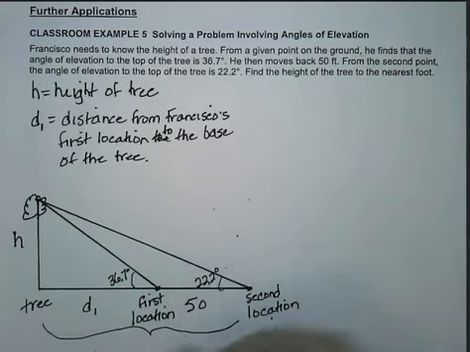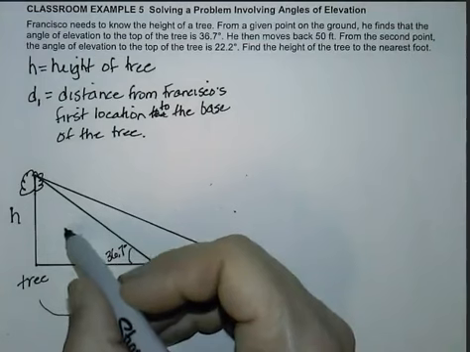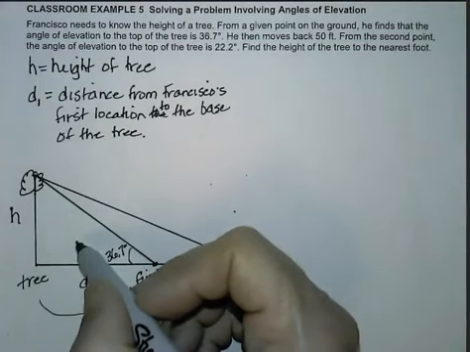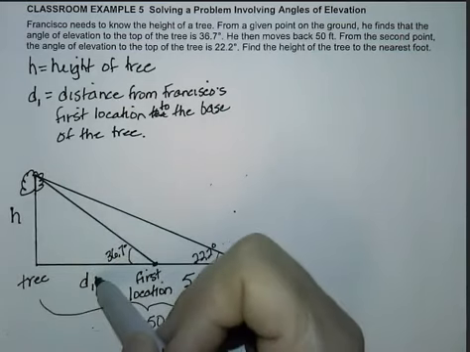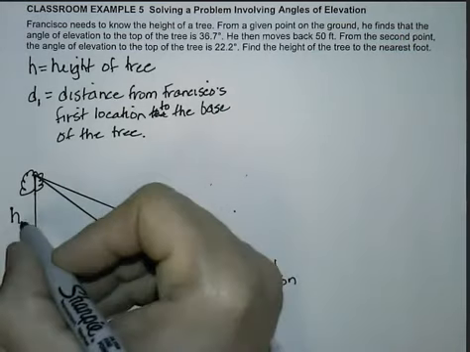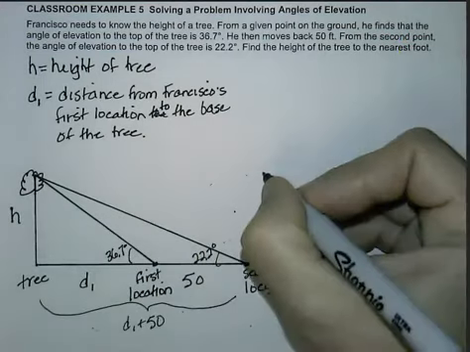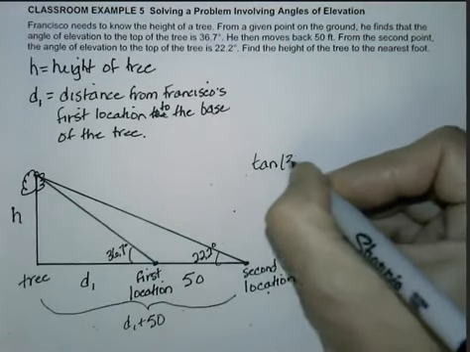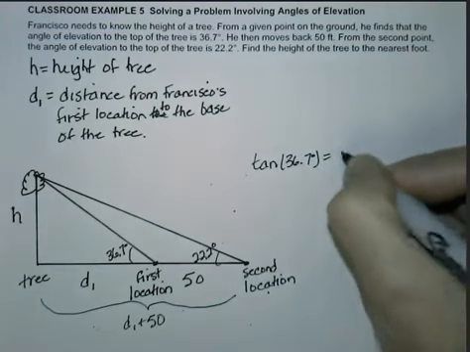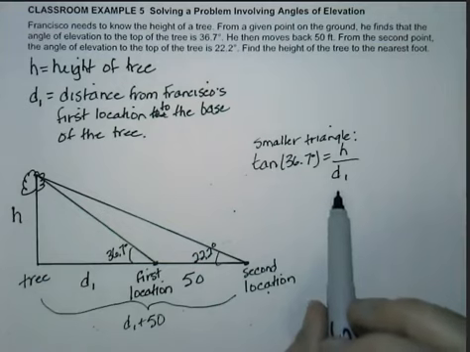So for our second triangle that we're looking at, that side is actually d1 plus 50. Let's start with this smaller triangle and just write a trig relationship between the angle and the h and the d1. For this angle, the h would be the opposite, the d1 would be the adjacent. That would give us tangent. That tells us that tangent of 36.7 degrees is h over d1. That's all we can do with that triangle for right now.